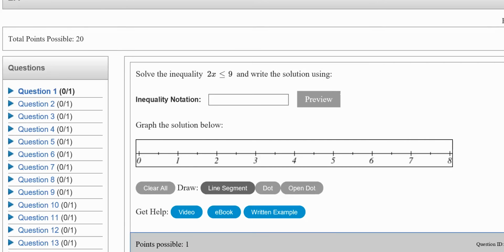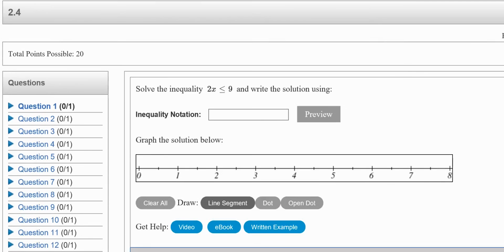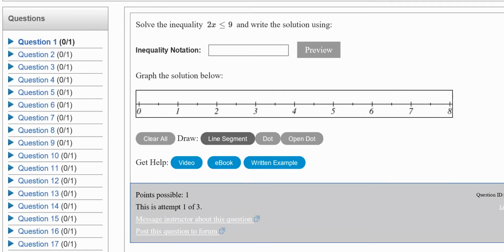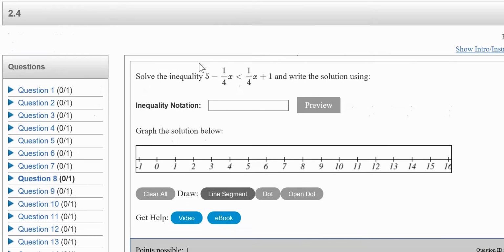All right, we did have a few homework questions in 2.4 that I wanted to address. Here's 2.4. I actually had number 8, 9, and 17. So I just want to take a look at those particularly here. So look at this one here, 2x less than or equal to 9, and write the solution using inequality notation, so be careful how you write that in, okay? So just a few things here. Okay, that was number 1.